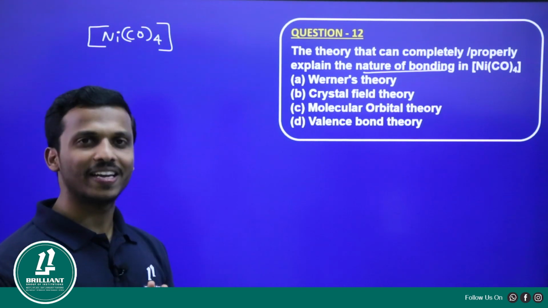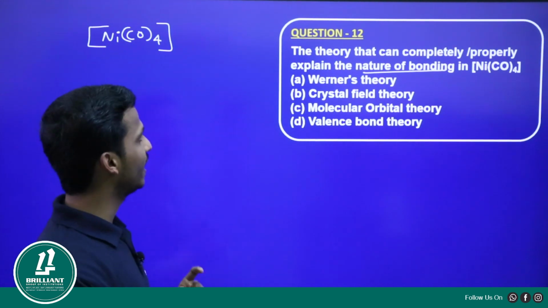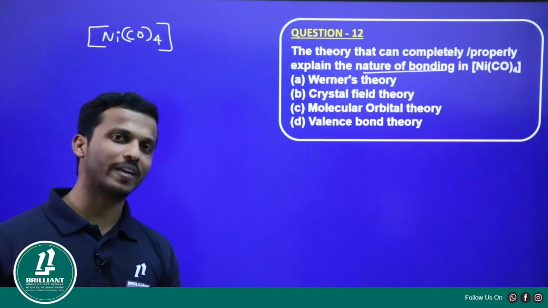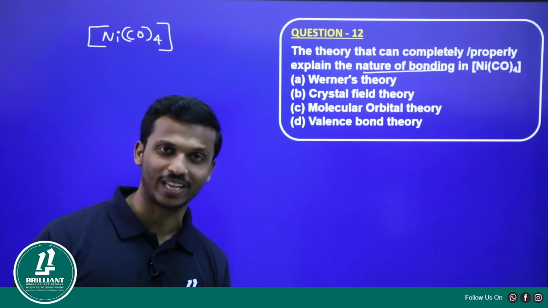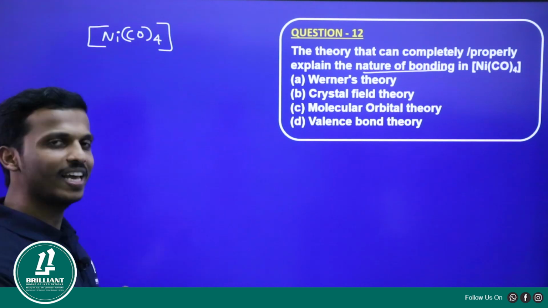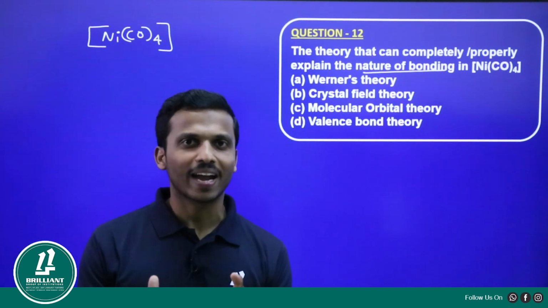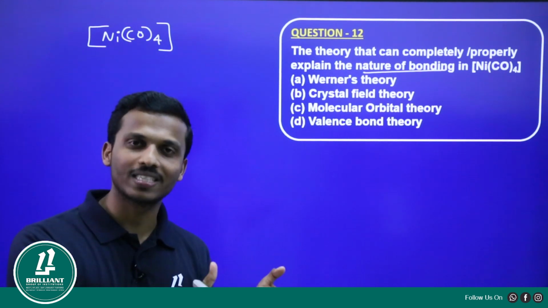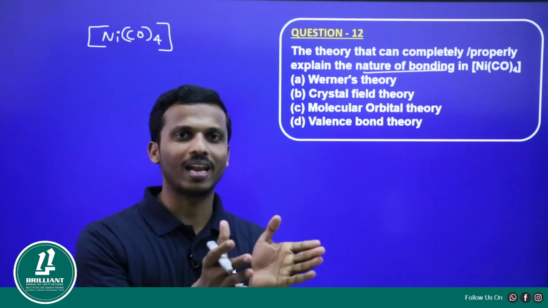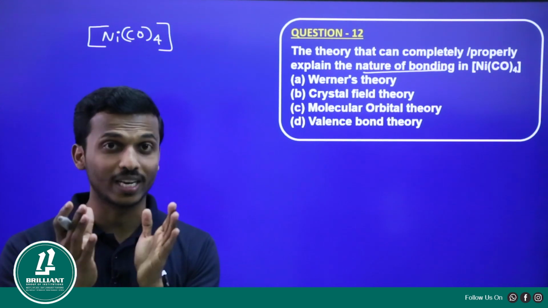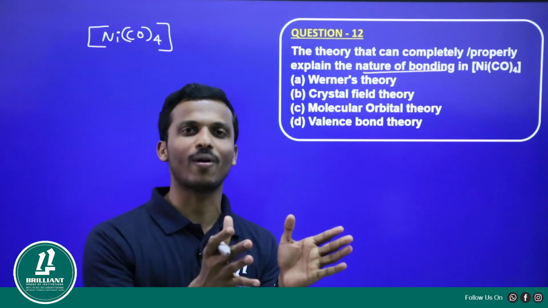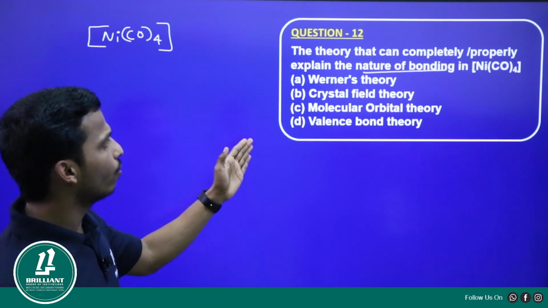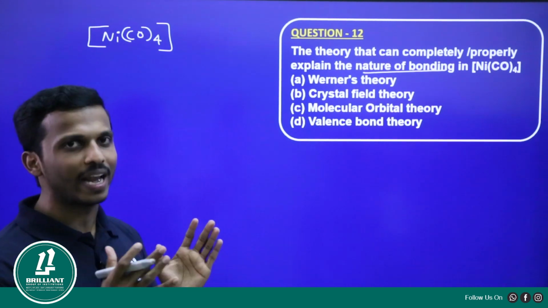Actually, we studied 3 theories in the coordination compounds chapter: Werner's theory, valence bond theory, and crystal field theory. But molecular orbital theory we studied in grade 11 in the chemical bonding chapter, right? Werner's theory states that every central metal atom in a coordination complex contains 2 types of valency: primary valency and secondary valency. Primary valency gives an idea about the oxidation state of the metal atom, and secondary valency gives the coordination number of the complex, right? So that is not your answer. It does not explain the nature of bonding.